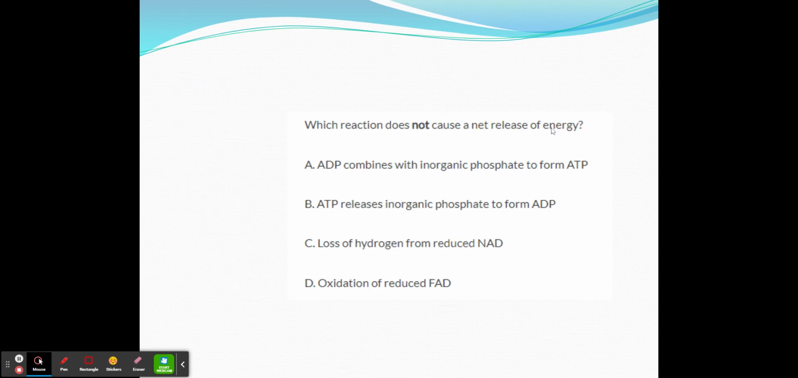Okay, does not cause a net release of energy. So this would be A, right? This would have to take in energy. You're getting a low energy ADP and turning it into a high energy ATP.